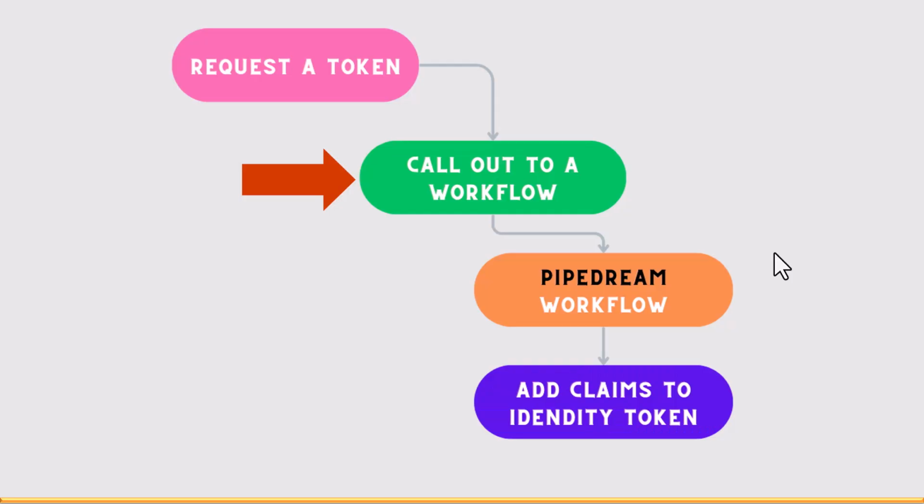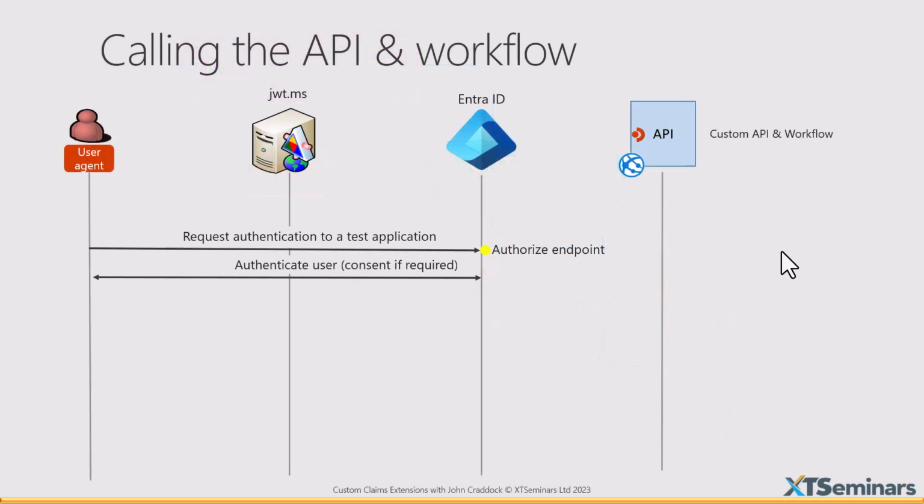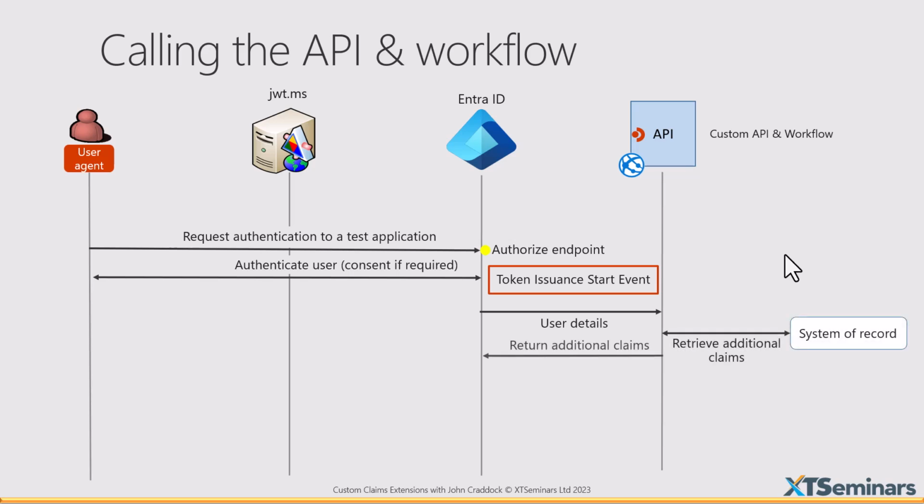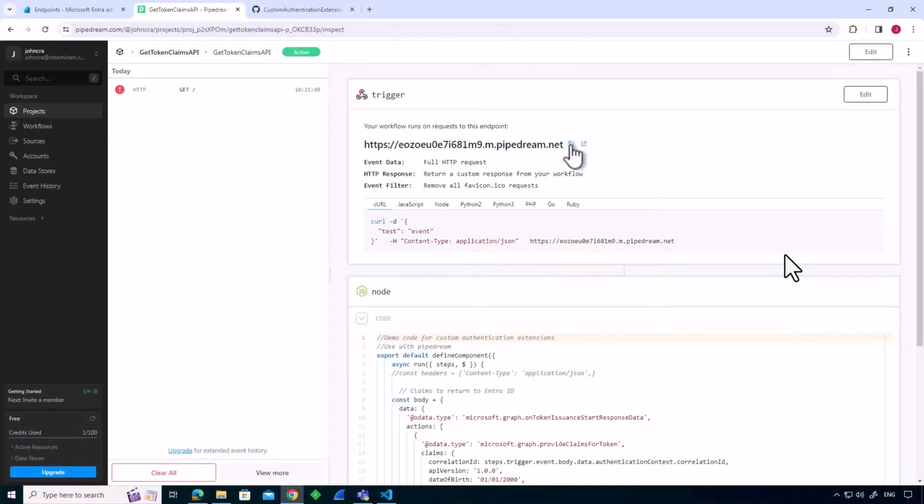Our next job is to call out to the workflow. So we've got to instruct Entra ID to do this. So let's remind ourselves where we are in the flow. We've requested authentication, we've authenticated our user, and now we need to have a token issuance start event which calls the workflow. The workflow does its business, returning the additional claims, and at that point Entra ID will augment the token.